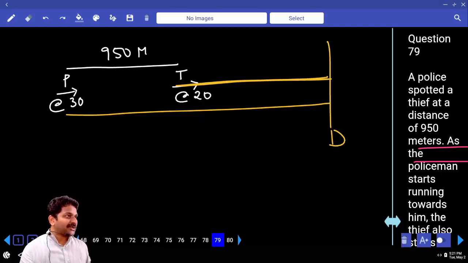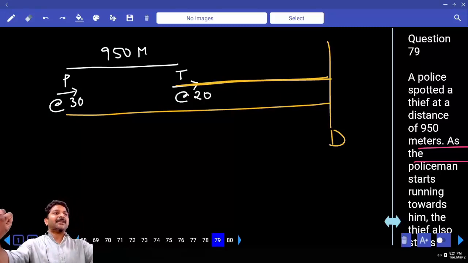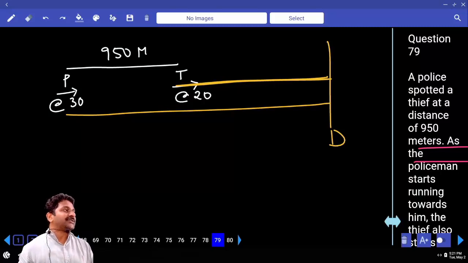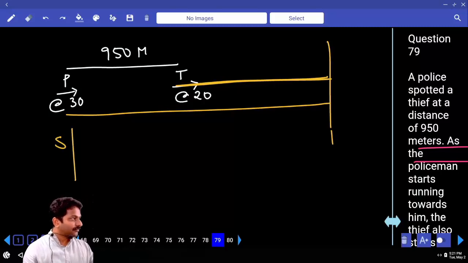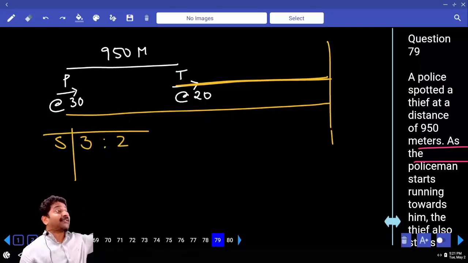You are traveling and I am also traveling. Both are taking only 1 hour. If I maintain more speed, will I cover more distance or less distance? So, if the time is constant, what is the proportionality between speed and distance? Directly proportional. Right. What is the speed ratio? 3:2. That means the distance covered by both will also be in the same ratio.